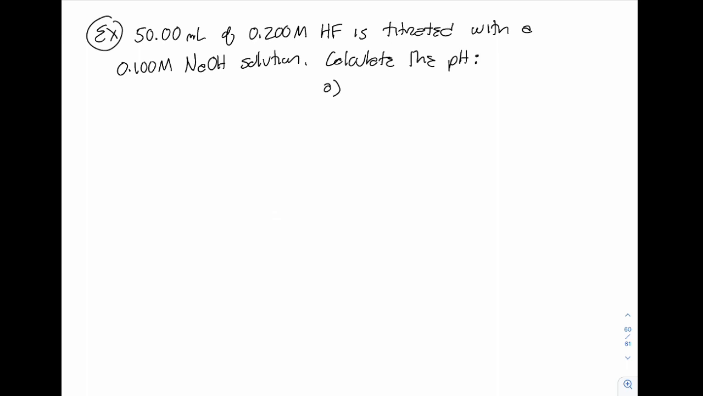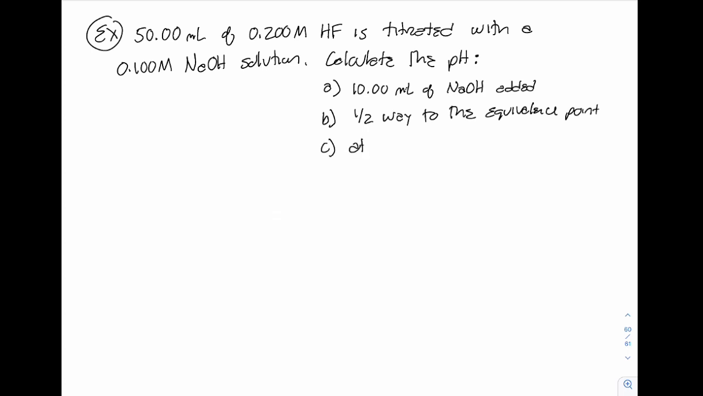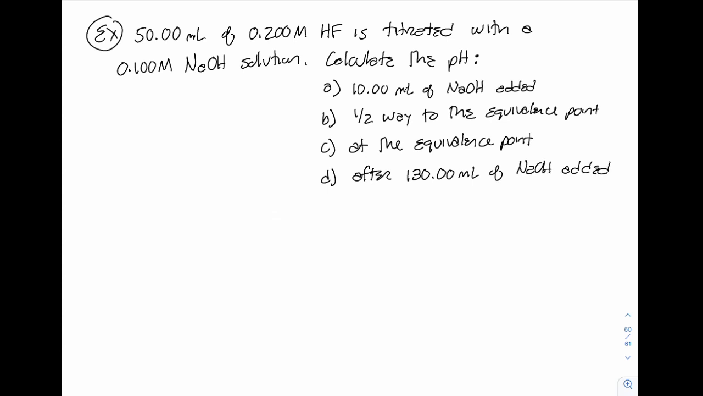So our first one, A, after 10.00 milliliters of base has been added, B, halfway to the equivalence point, C, at the equivalence point, and then D, after 130.00 milliliters of our base has been added. So 4 different spots for you. Again, please give this a shot.